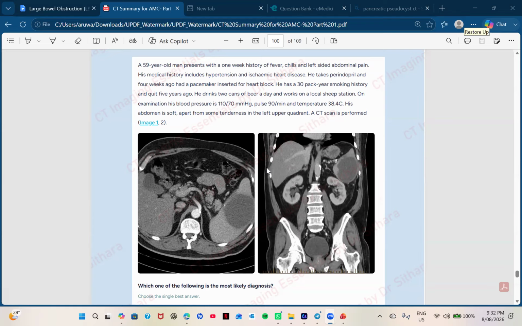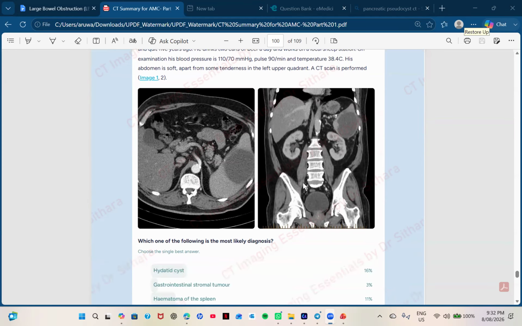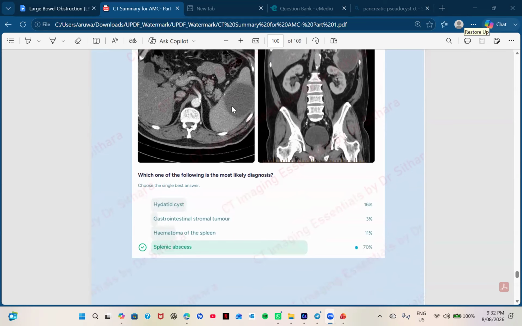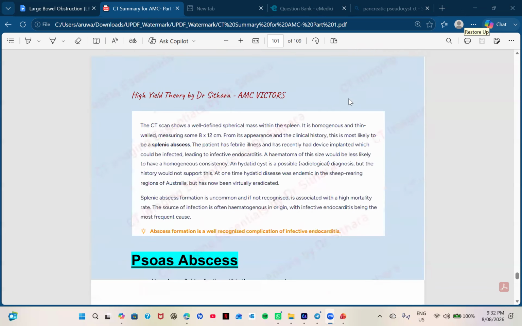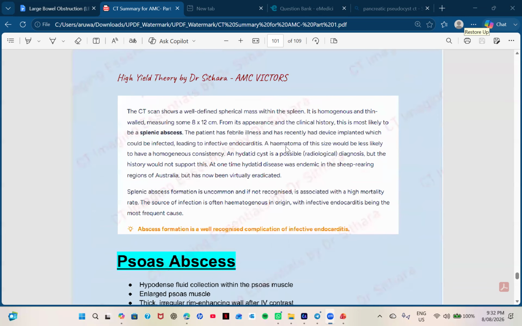That's the left upper quadrant. CT here. Okay, so it is a splenic abscess. Can you see the spleen is here and the abscess, it's a very large abscess, right? Can you see here? Right here. The CT scan shows a well-defined, spherical mass within the spleen. It's a homogeneous, thin-walled mass measuring some 8 to 12 centimeters. From the appearance and the clinical history, it is most likely to be a splenic abscess, right?